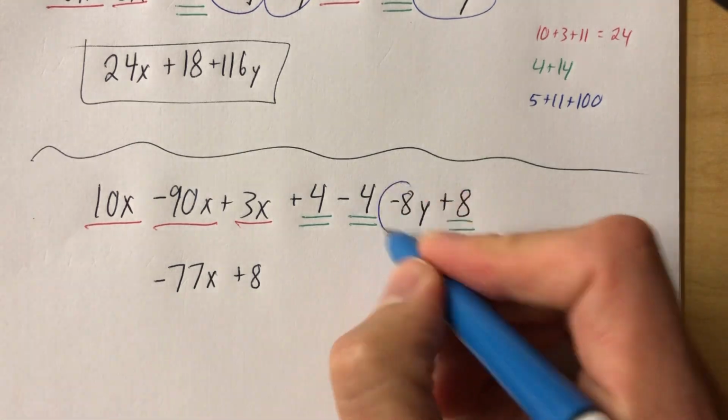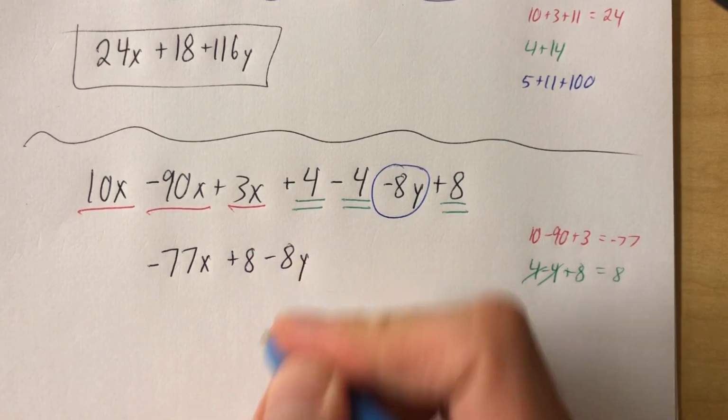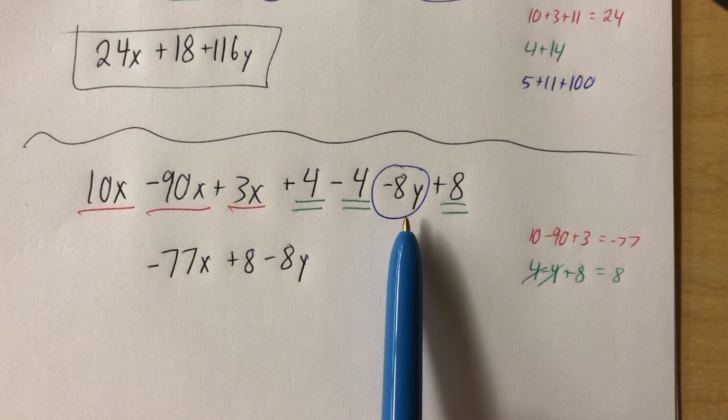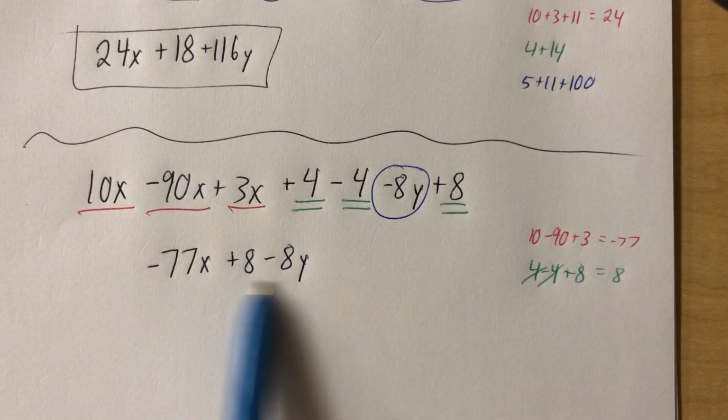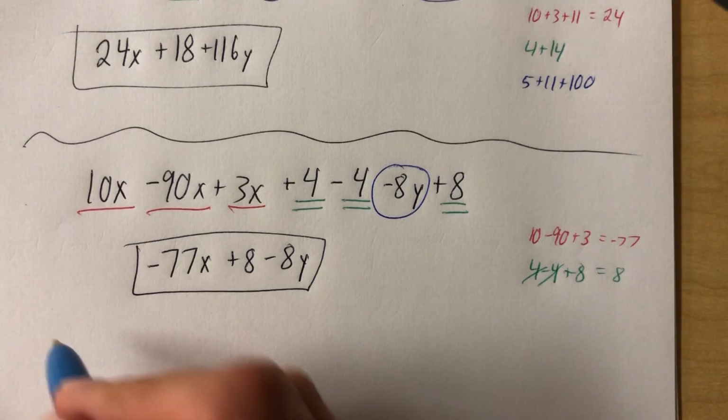And then we have that right there, minus 8y. So minus 8y. And that's the only one of its kind. So when I combine like terms, sometimes there are no other terms that are like it. So that's all I'm left with, just that negative 8y dangling around at the end.